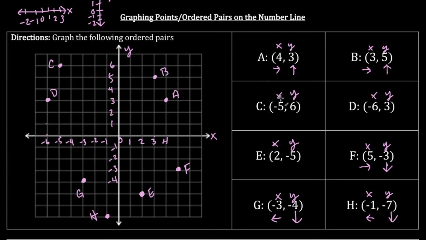On C, the x coordinate is -5. Remember, we show losing 5 by moving left. And then +6 for y means we still move up. This -6 as my x coordinate means I move left 6. The y being positive means I move up. And then lastly, this 2 is positive as my x coordinate, so I move right, and my y coordinate is negative, so I move down. It's whatever way it works. If you need these arrows, draw these arrows. If you don't need those arrows, then don't draw those arrows.